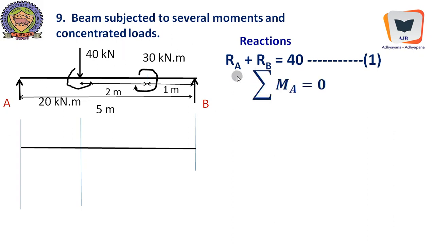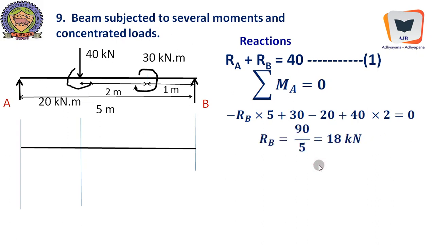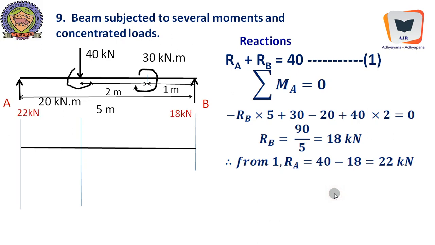Then, in order to determine one of the unknowns, we will take moment with respect to A. We will release this particular support and apply this particular reaction, RB going up. It will create an anti-clockwise moment. So minus RB into 5, the moment arm is 5 up to A, and 30 the applied concentrated load, minus 20, another concentrated load which is anti-clockwise in nature, plus 40 into 2. This span, this moment arm, is 2. Therefore, 40 into 2, we will get RB equal to 18 kilonewton. If we substitute RB over here, we will get RA equal to 40 minus 18, that is 22 kilonewton.